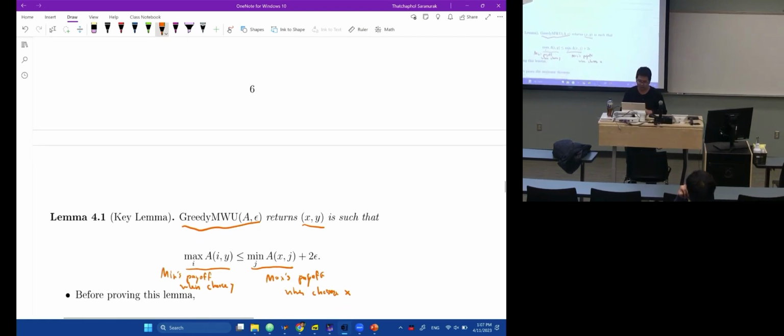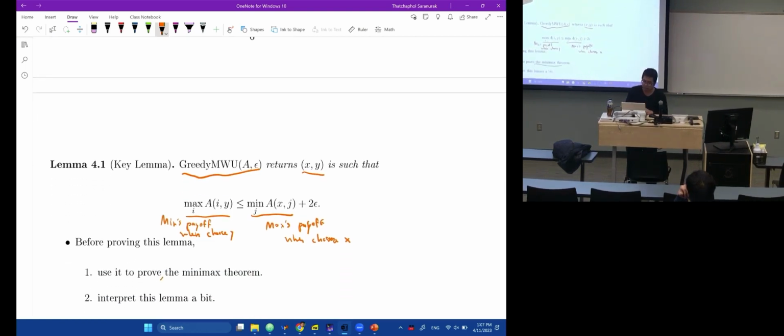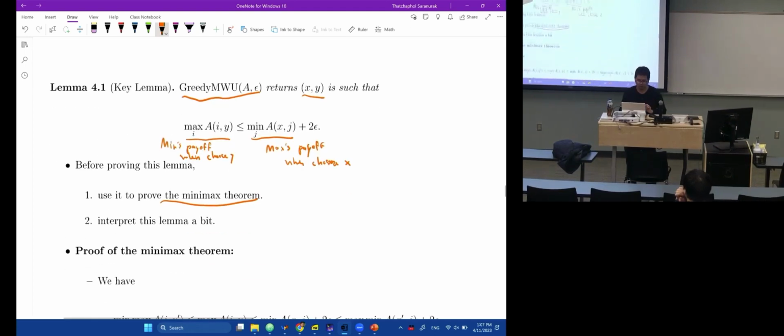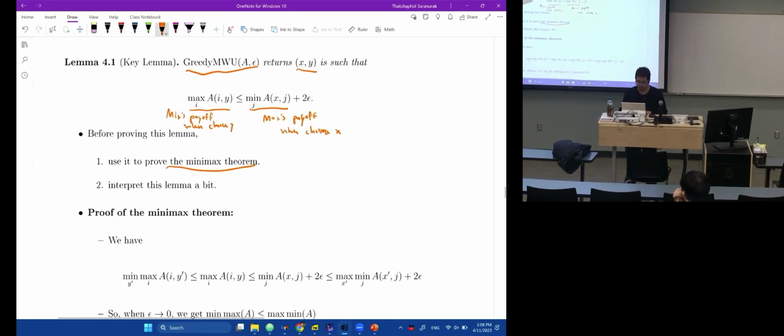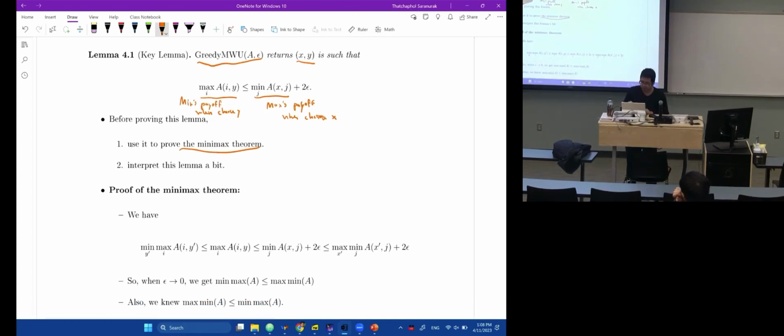Okay. So what we're going to do is just use it to prove the Minimax theorem now. And after that, let's interpret this lemma a bit. So the proof is this. Given this thing, which is exactly this one.